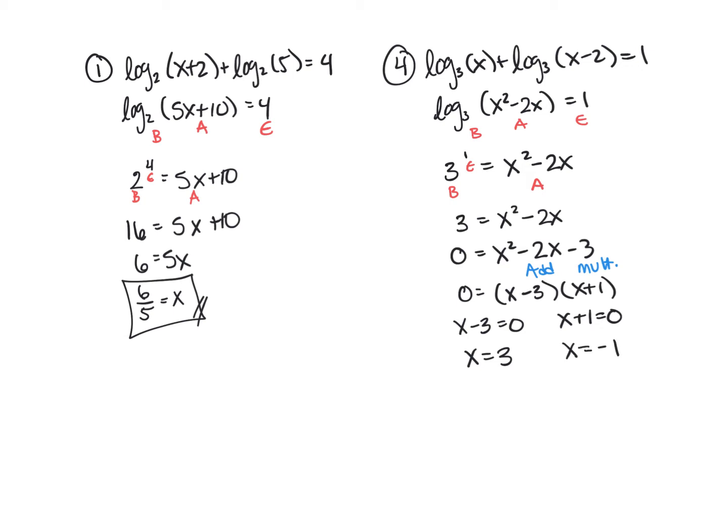But wait. These are not both correct answers, because we know if we have a negative number inside the argument, that's not going to work. That's going to be a domain error, non-real answer. It's just not going to work for us.